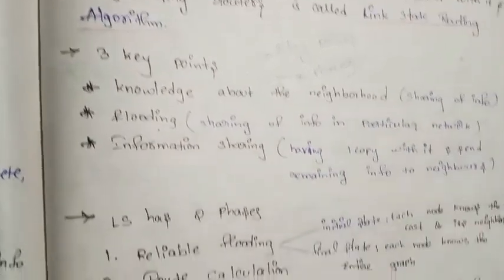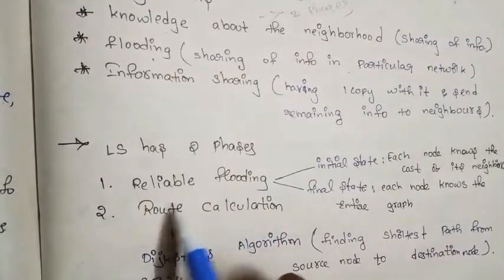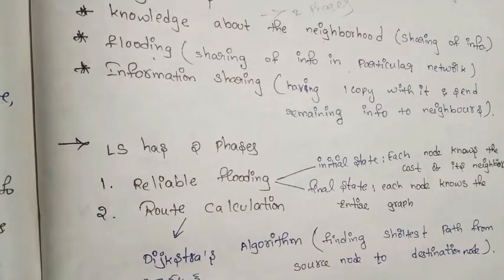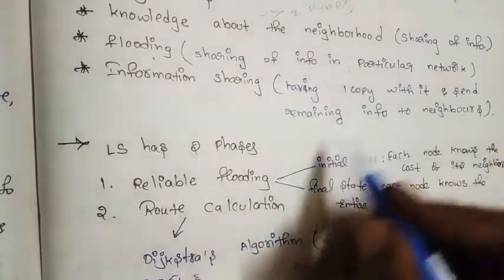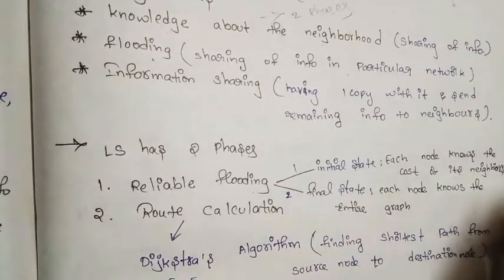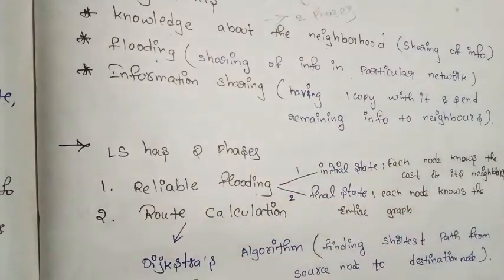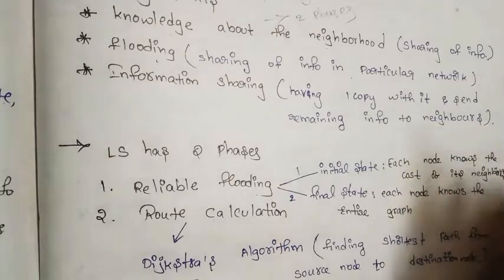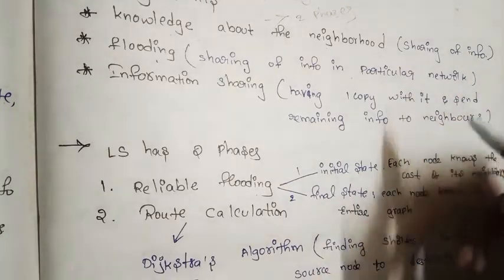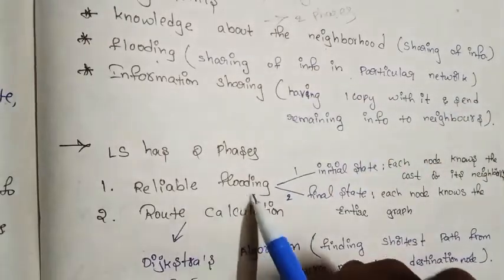Then link state has two phases: reliable flooding and route calculation. Reliable flooding has another two states. First one is the initial state and second one is the final state. Initial state means each node knows the cost of its neighbors. That means in a graph, each node knows the cost of its neighbors. And final state means each node knows the entire graph. That means each and every node will know the cost of the entire graph. See, these are the reliable flooding.